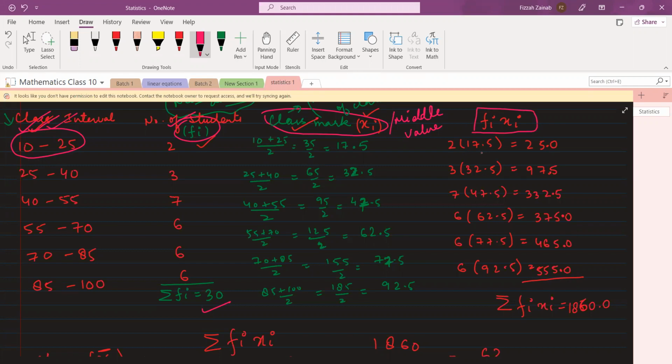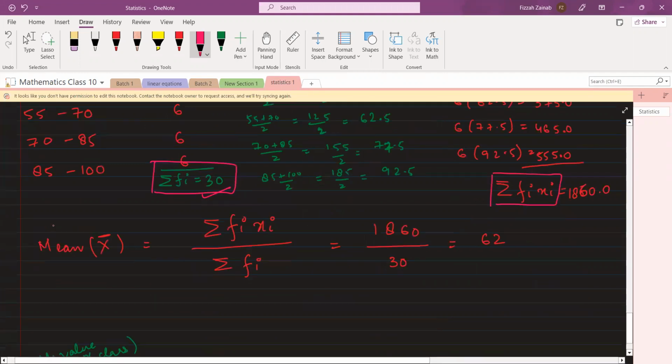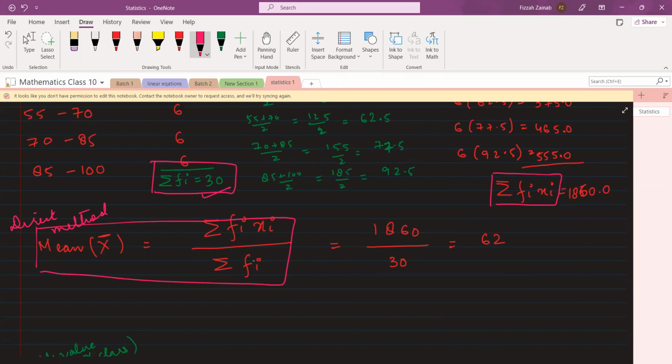So we have multiplied and then we add them. This is summation fi xi. So we need these two summations basically for finding the mean. Now from the shortcut method, or the direct method, mean is given by this formula: summation of fi xi upon summation of fi. We have found fi xi, and fi also we have found. We just put them here and we got the mean to be 62. Understand?